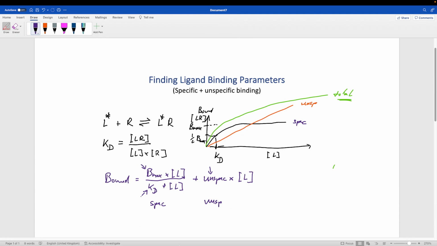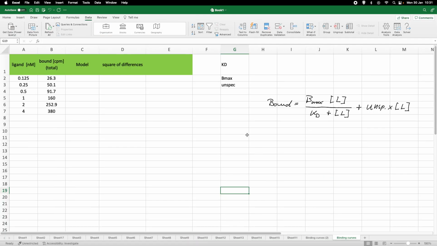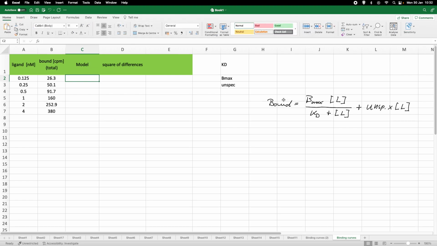Let's head over to Excel, where we can try to get this problem sorted. Here, as a reminder, we've got the equation: bound equals Bmax, that's the specific binding, and here we've got the unspecific binding, and some experimental data. Now we can build a model using this equation, and we can estimate our Kd, Bmax, and unspecific binding.